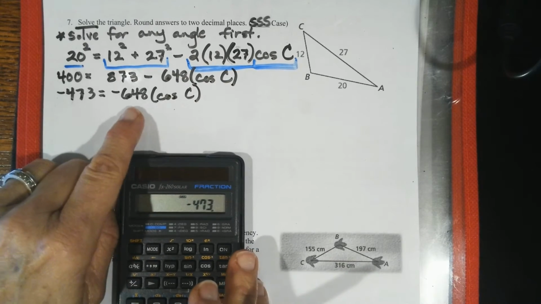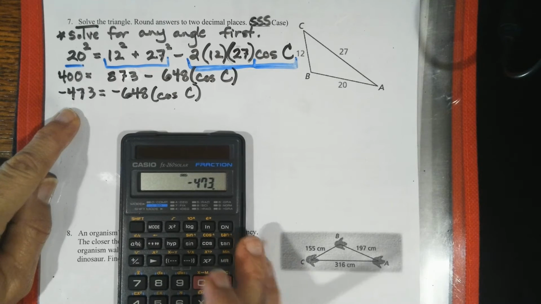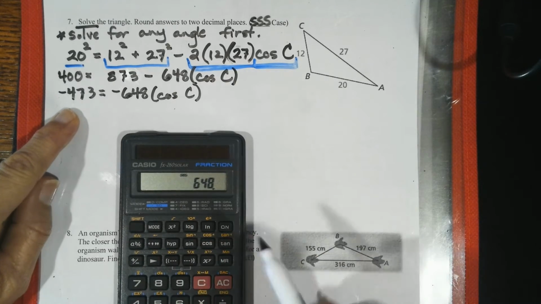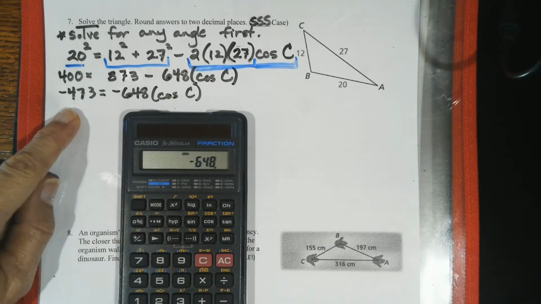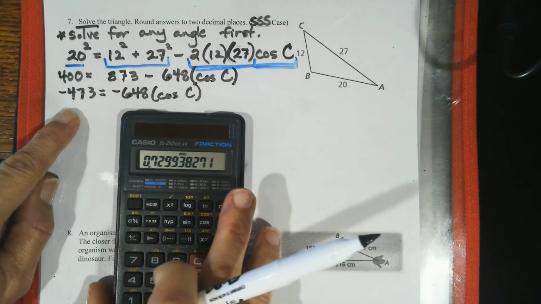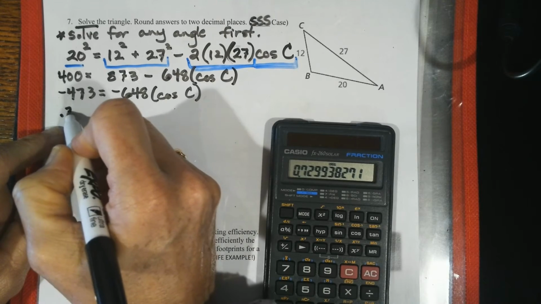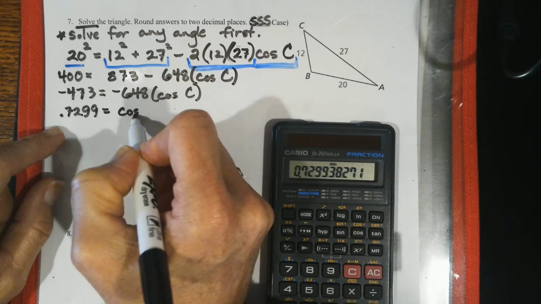But now, see those two are multiplied, so I can divide both sides by negative 648. So it's this divided by 648. And on this, I have to put in the number first, and then I have to press my plus minus button. It's right here. So I don't do negative 648. I have to put in the number and then turn it negative. But I press equal, and I get 0.7299, and that's equal to the cosine of C.